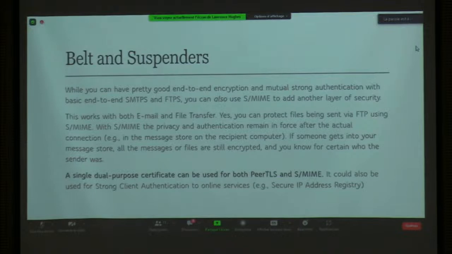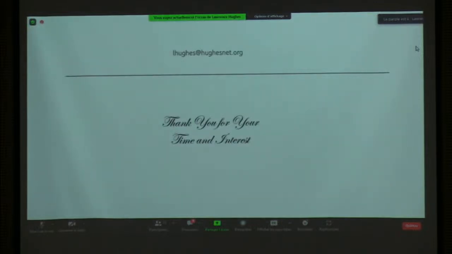sender was. A single dual-purpose certificate can actually be used for both the peer TLS connection and for S/MIME, just by putting the appropriate permissions or attributes in these certificates. It could also be used for strong authentication to online services, like a secure IP address registry. So basically, that's the concept. It's something radically new and different. It's a very different way of viewing the internet, but it's made possible by IPv6.